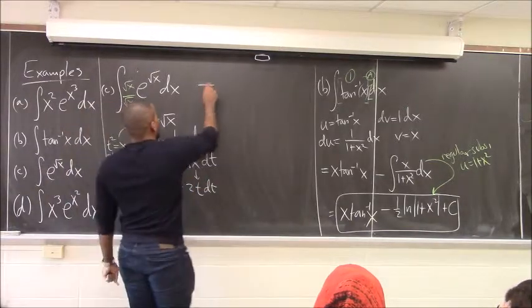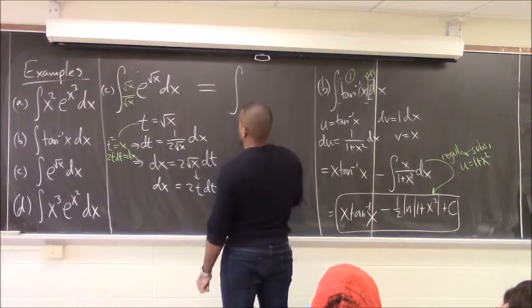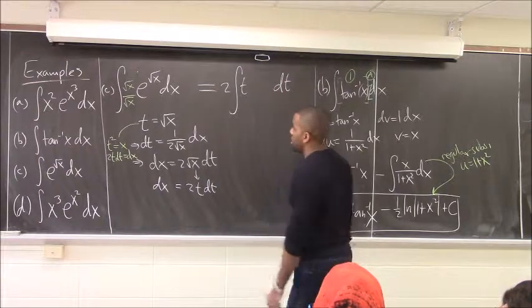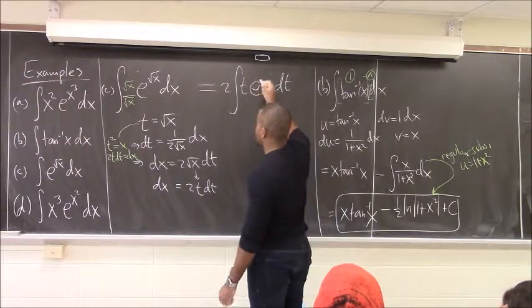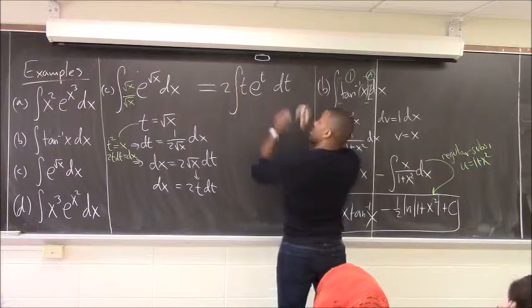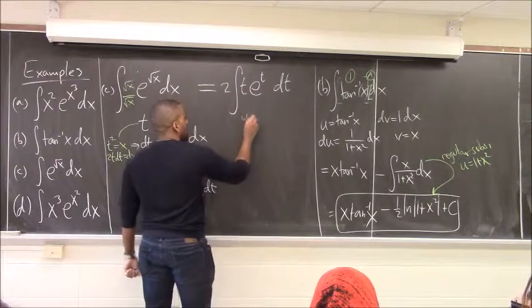So now this integral actually becomes, after applying substitution, 2t dt would replace dx. Then I would have e to the radical x, which is just e to the t. And so now I end up with this integral. That one is, of course, integration by parts. We've seen it a couple times.